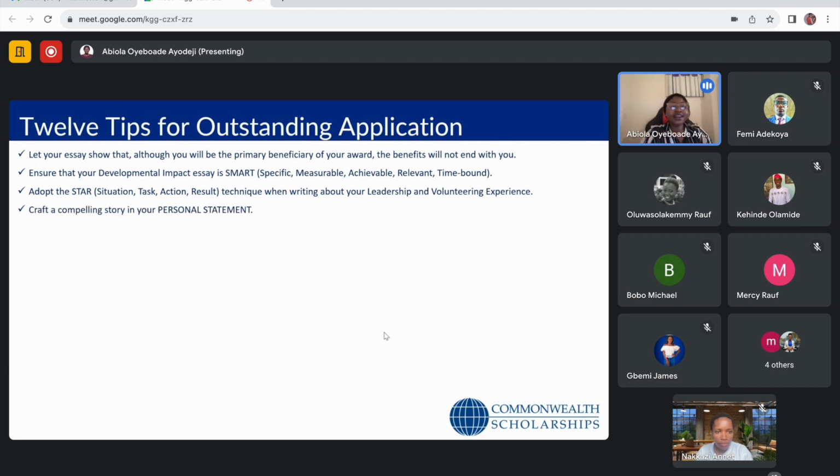So the next point is for your personal statement. I wrote, craft a compelling story. Commonwealth have already stated what they want for your essay. They said they want you to summarize the way in which your personal background has encouraged you to want to make an impact in your own country, including personal or community barriers you have overcome. So this makes their personal statement a little bit different from what is expected when you're looking for admission.